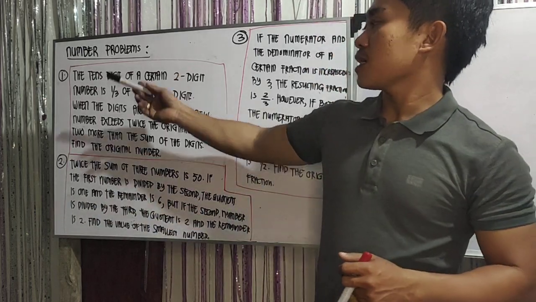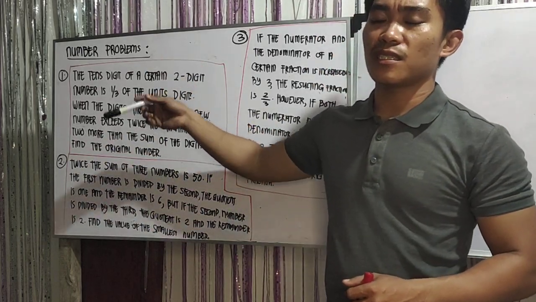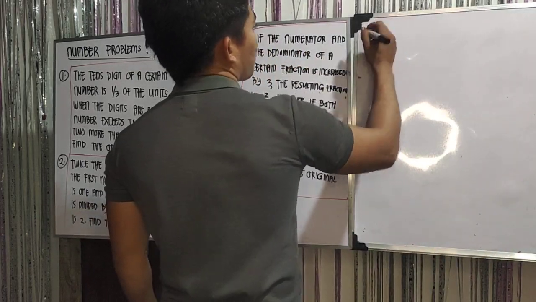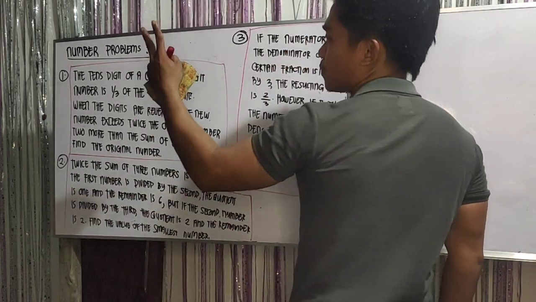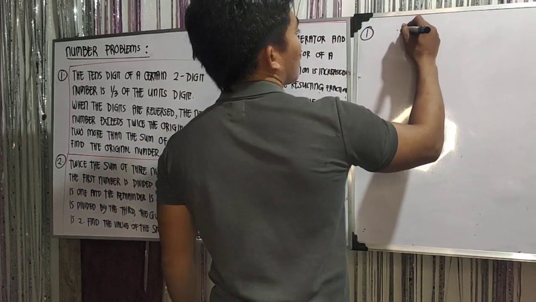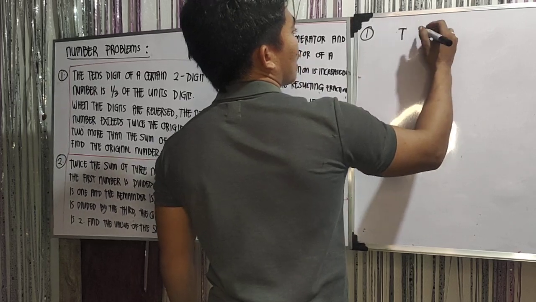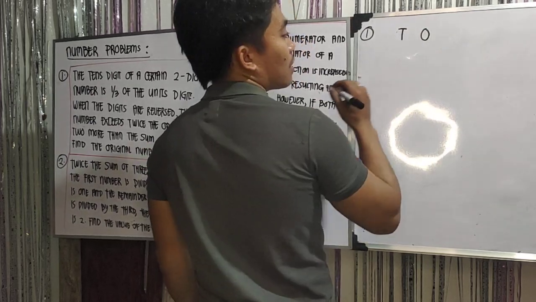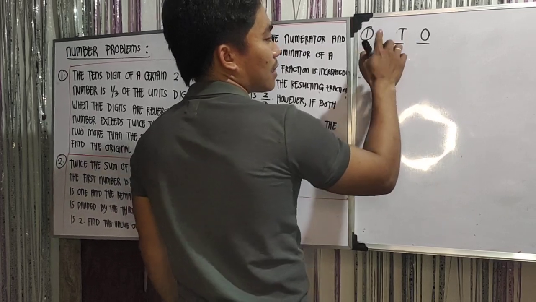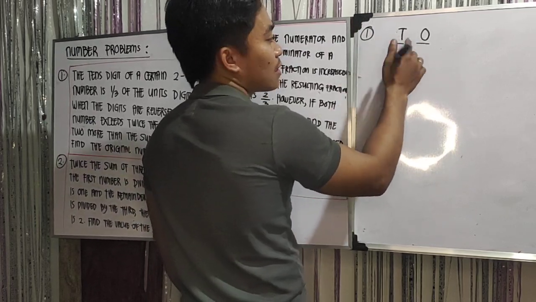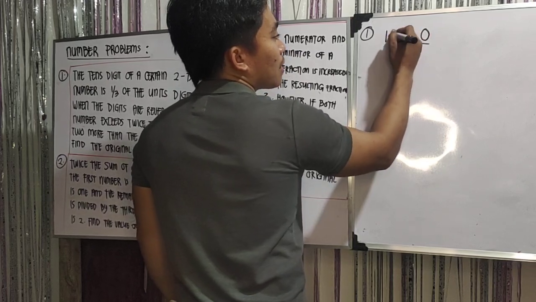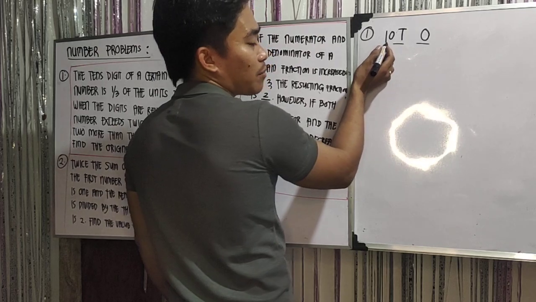When you encounter tens digits, ones digits, hundreds digits, what you do is this. For number 1, you have a 2-digit number. Actually, you have the tens digit and the ones digit. Now, when it's a 2-digit number, that T is the magnitude of the tens digit. But of course, the total value of that is simply 10 times T.